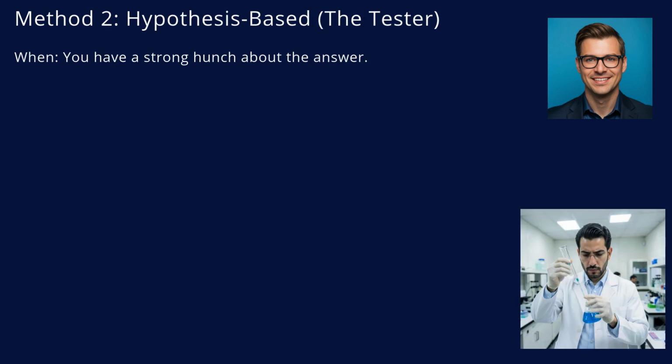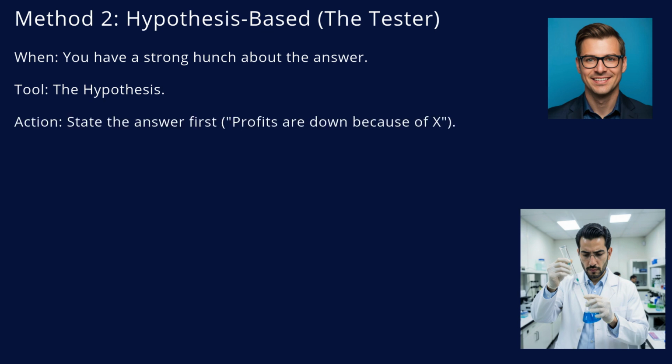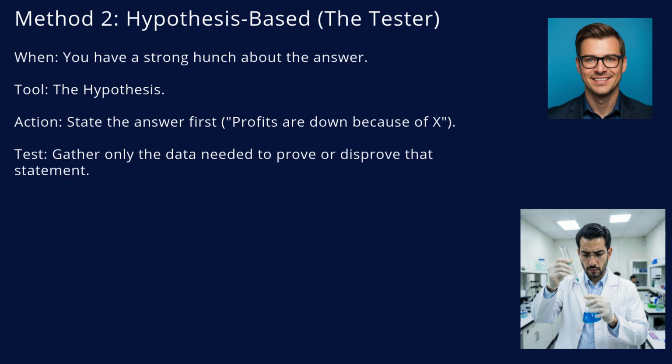Method 2 is hypothesis-based problem solving. Think of this as the tester. Use this when you have a strong hunch about the answer. Instead of exploring everything, you state the answer first: I believe profits are down because of shipping costs. Then, you only gather the data needed to prove or disprove that specific statement. It's a much faster way to work.